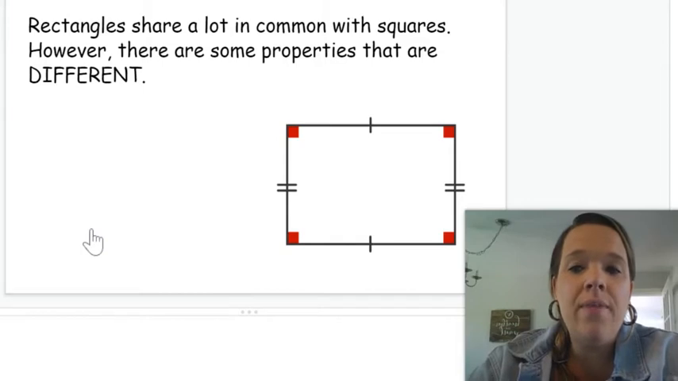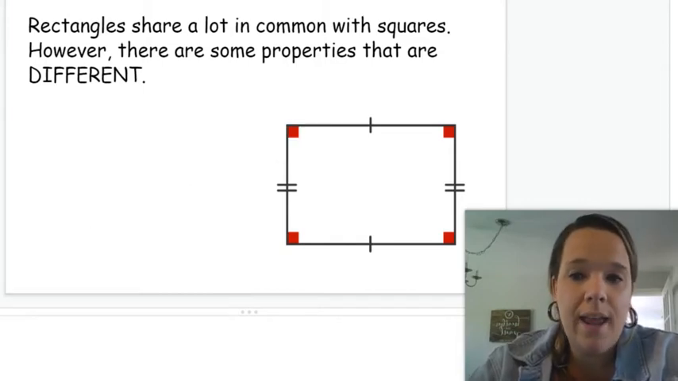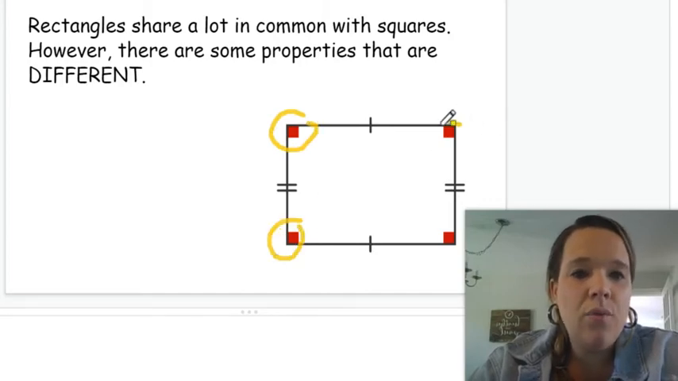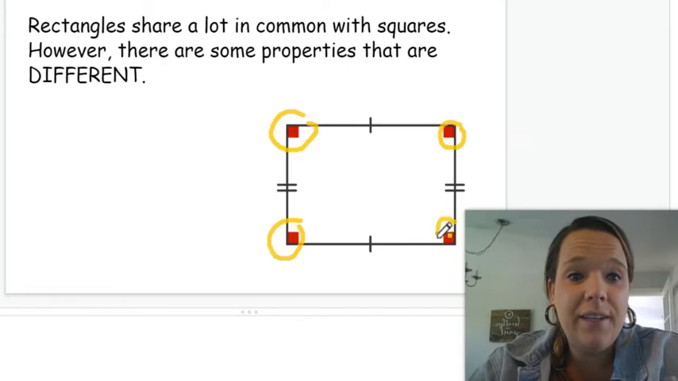So one way that they're very similar is that they both have four right angles. So squares and rectangles both have four right angles. The way that their lines meet allows four right angles to form, and each of those is 90 degrees.